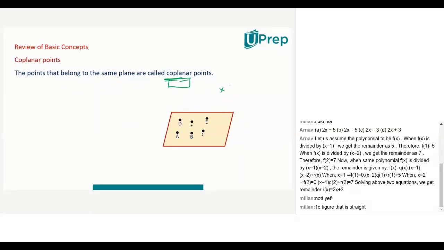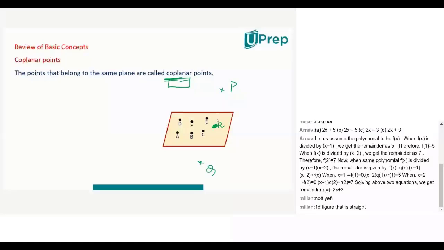Now I marked P here. Is this point P on the plane? P is not coplanar. It is outside the plane. There is some point here, Q. Is it coplanar? No, it is outside the plane. I mark R here. R is on the plane. So R is a coplanar point. It lies on the plane, but P is outside.